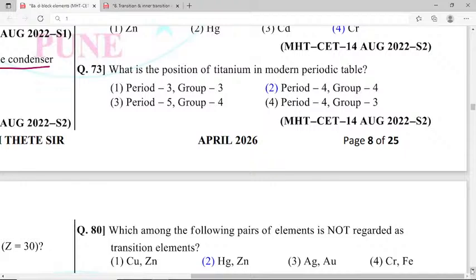What is the position of titanium in the modern periodic table? Titanium has atomic number 22, electronic configuration 3d2 4s2. Scandium is 21 and titanium is 22. So 2 plus 2 is 4, group number 4, and period number is 4 also.